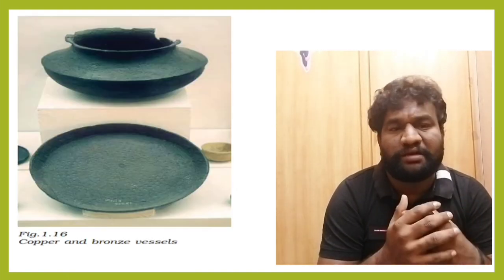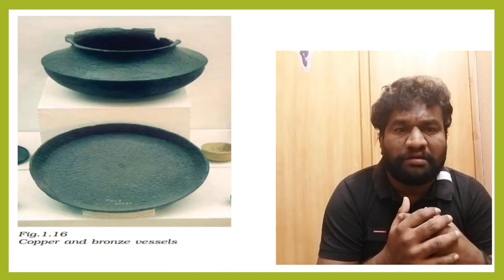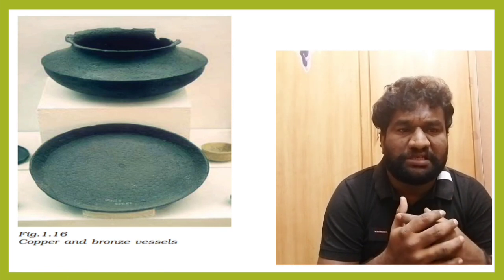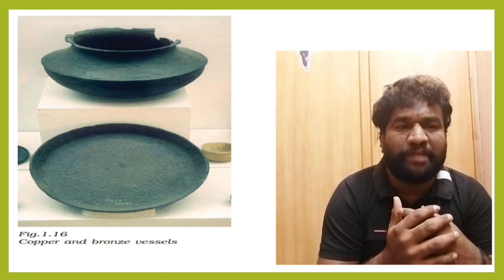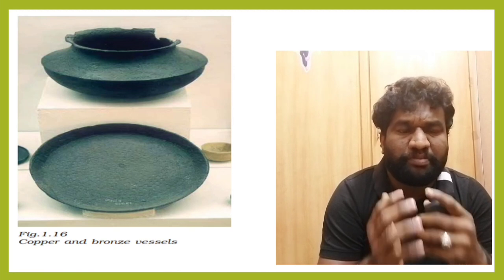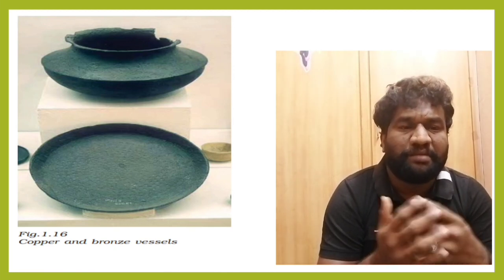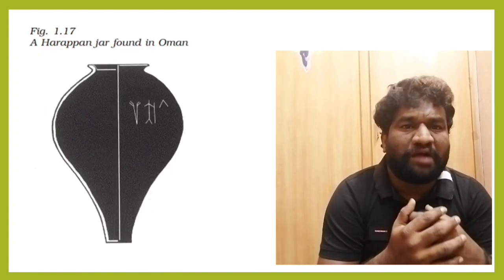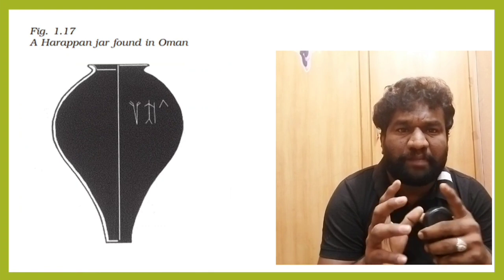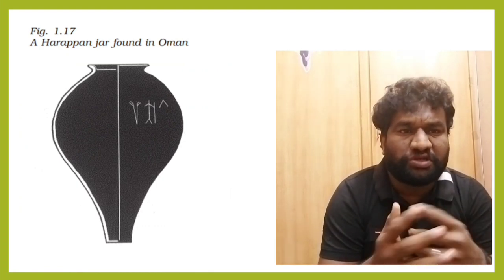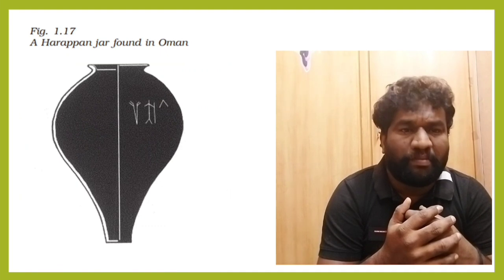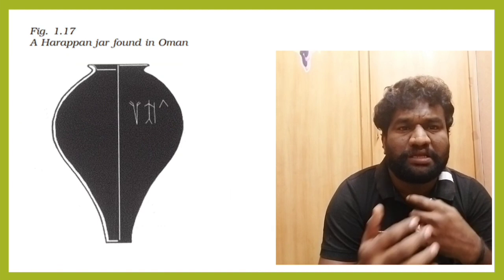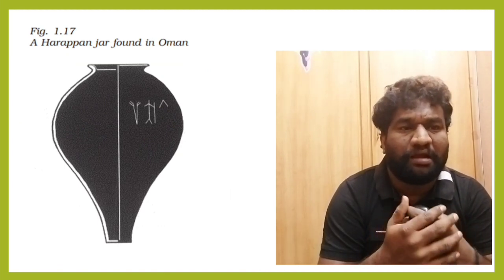If you observe, copper and bronze vessels are unique vessels made by the Harappans. These are beautiful artifacts actually made by the Harappans. And we have one more source: here you can see a Harappan jar found in Oman. This is a beautiful Harappan jar, and it shows the relations between Oman and Harappa.